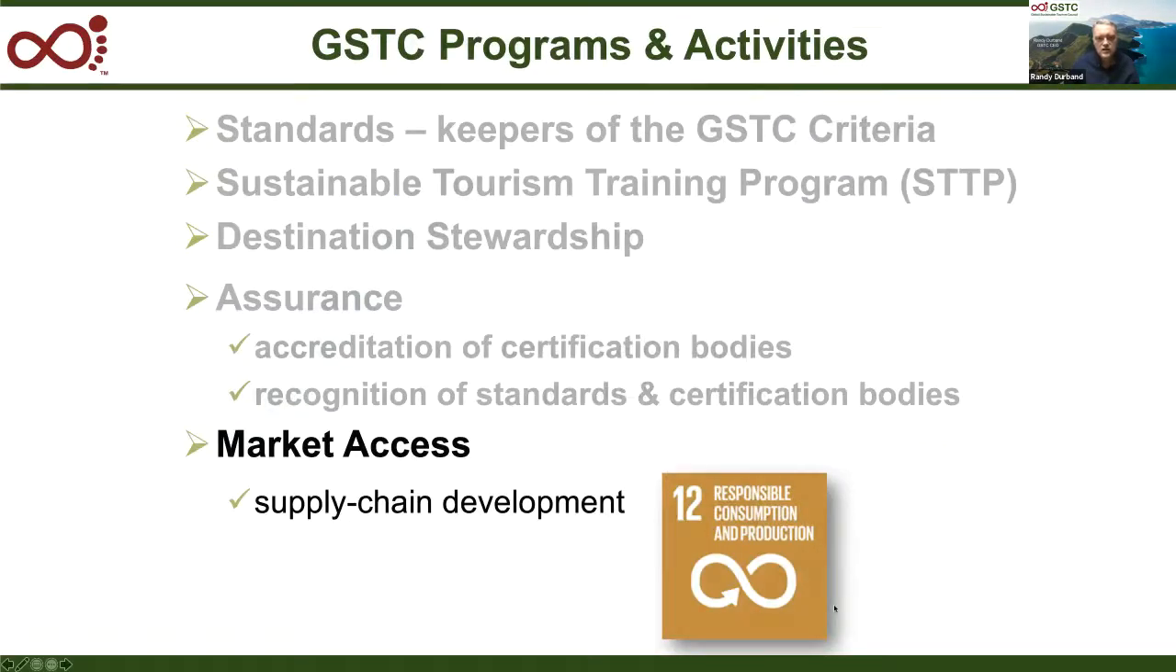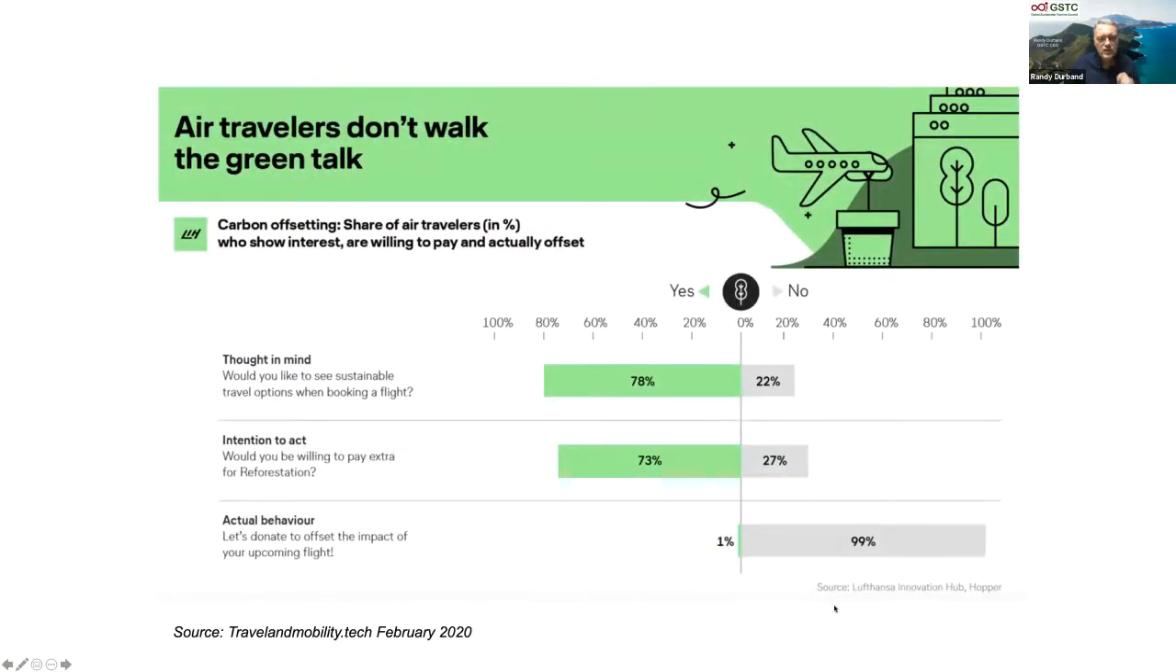So Ram has walked you through our programs. He talked about our training and the destination work. And let me just focus then on our market access, which is a key element of what we do. Before I talk about what we do, let me give you this by way of background. Here's an example of one of the great challenges we face in market demand and market confusion about sustainability.